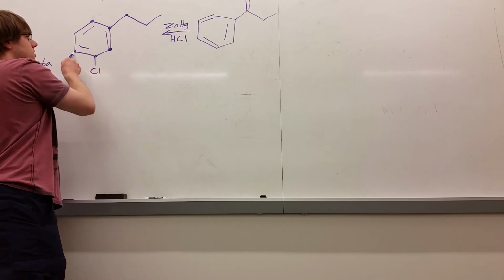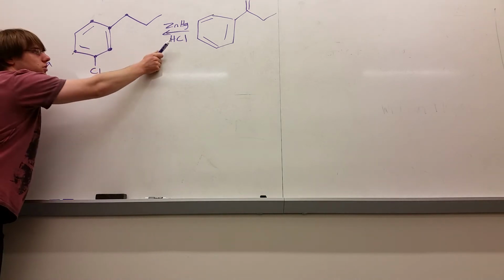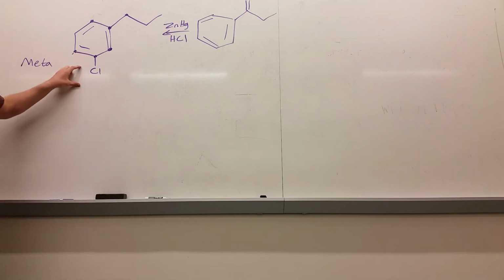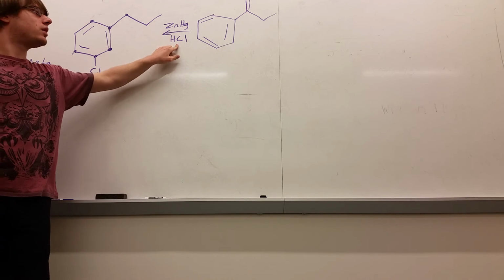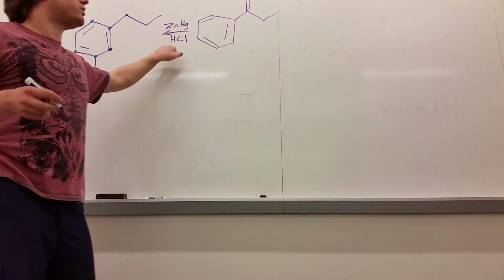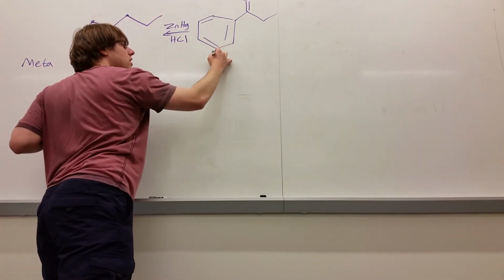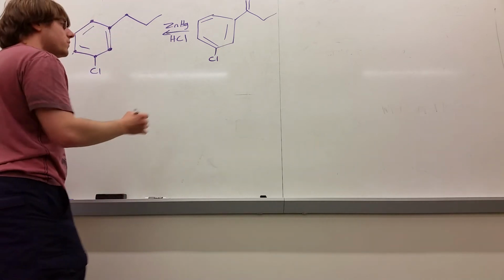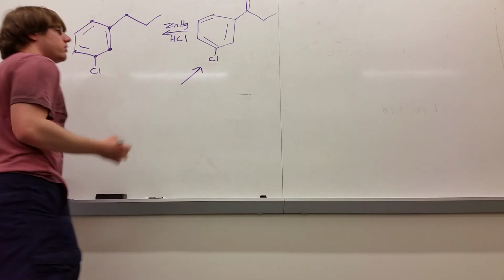If you want it to be added to the para position, you use zinc-mercury. Or if you want it to be added into the meta position, you add the group first and then add the zinc-mercury. In this case, we do the zinc-mercury first because we need to get that chlorine in the meta position. Okay? So now, how does this work?